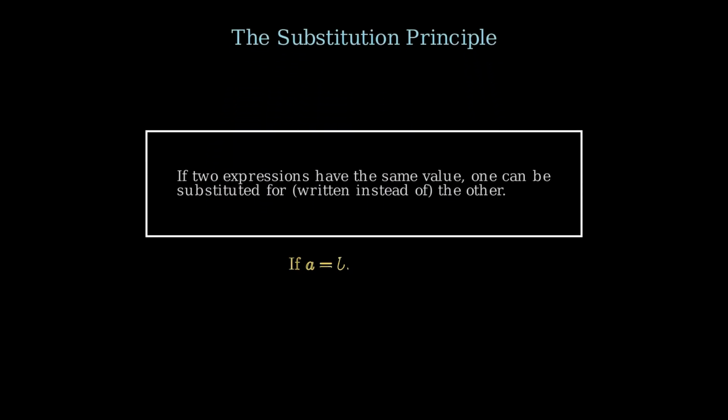Let's learn about the substitution principle, also known as the substitution property. For any real numbers a and b, the number a may be substituted for the number b if a equals b. This means that if two expressions have the same value, one expression can be written instead of the other.